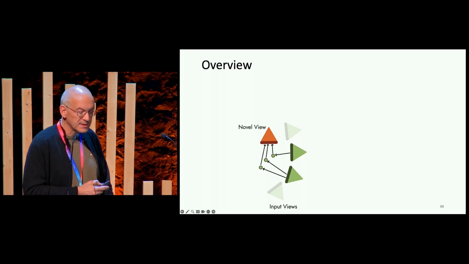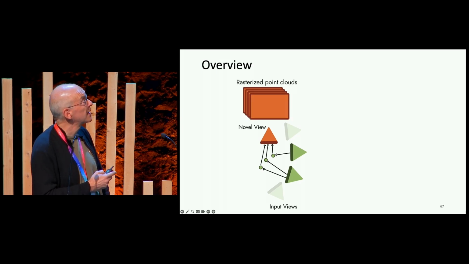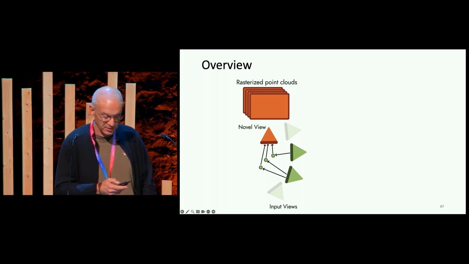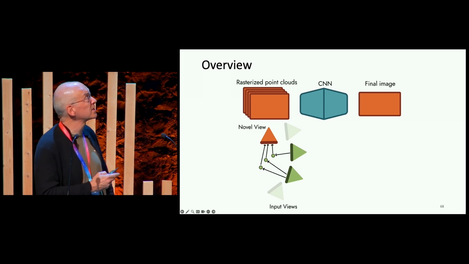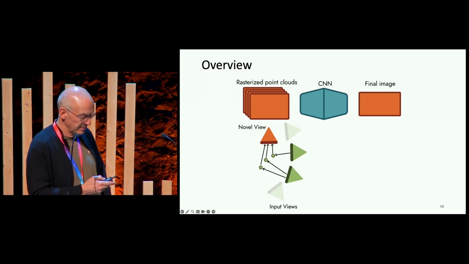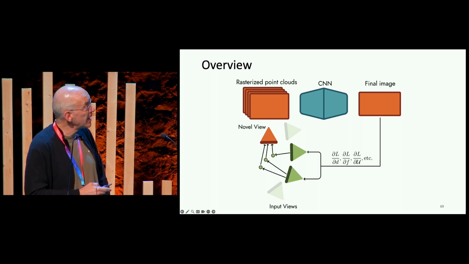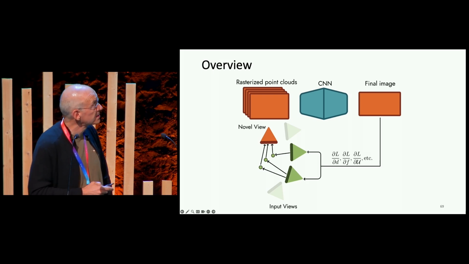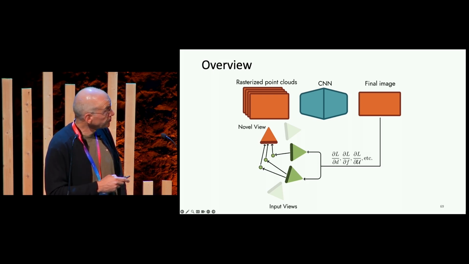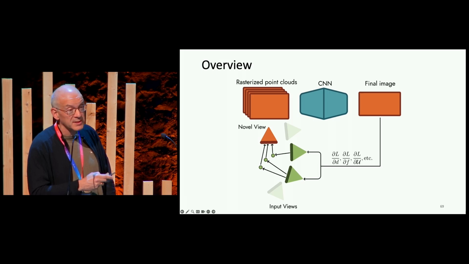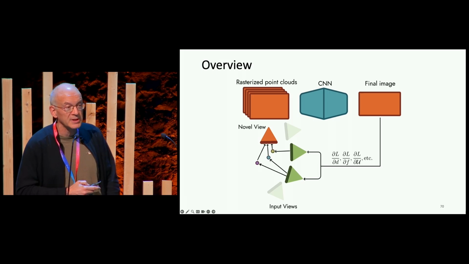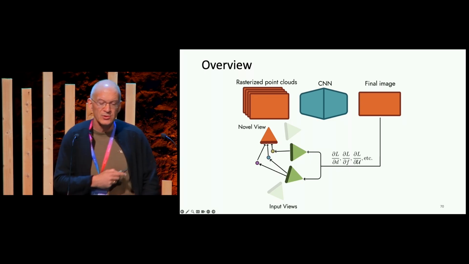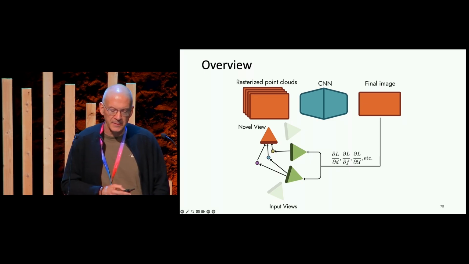Once you do this, you get a set of buffers of rasterized point clouds from each one of these views, and you use a neural network to interpret these rasterized point clouds to create the final image. And then you can backpropagate the gradients of the image, because you compared this to one of the photographs, and this allows you to optimize the parameters, for example, move the points around so they get closer to the place where they need to be.